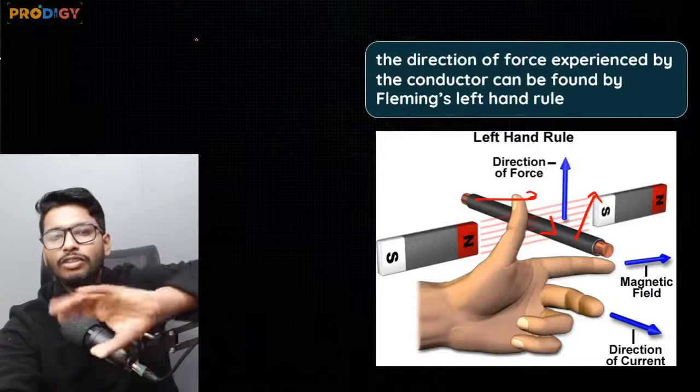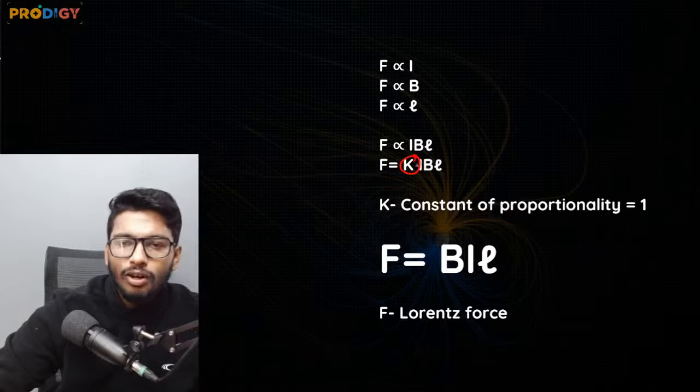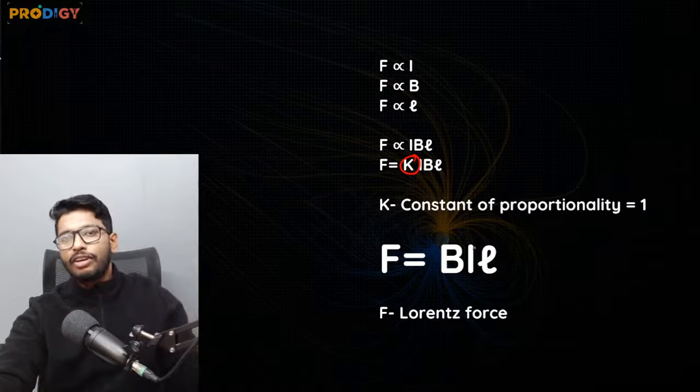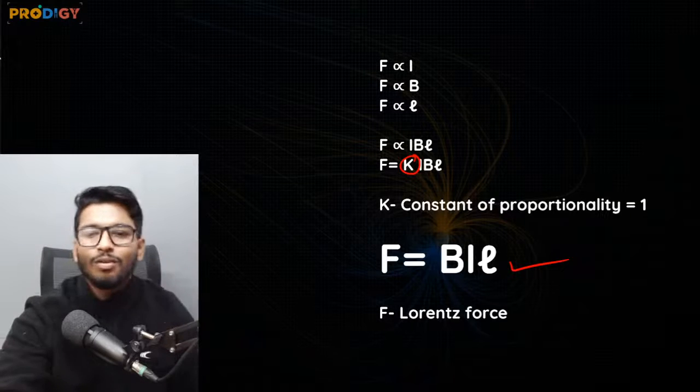So the formula is F is equal to BIL. Please do remember this, people. So that's how we came up with the formula. Here K is a constant, so it'll be equal to 1 if it is the SI unit. So the formula becomes F is equal to BIL, where F is the Lorentz force. Oh, my spelling was correct.